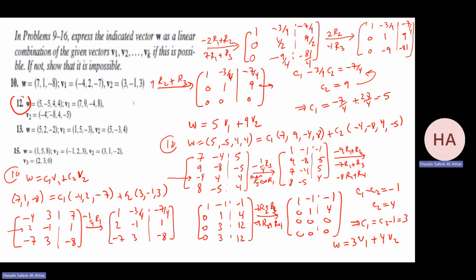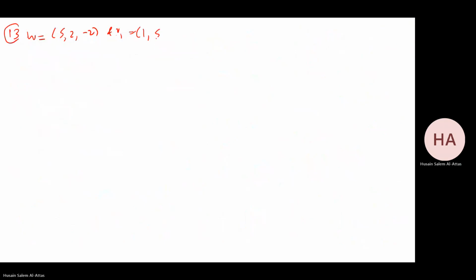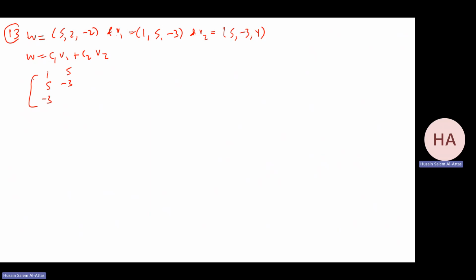V1 is 1, 5, minus 3. And V2 is what? 5, minus 3, and 4. Okay, so I need W to be C1 V1 plus C2 V2. Is that possible or not? It means I need to solve this equation. 1, 5, minus 3, 5, minus 3, 4. And this is 5, 2, minus 2.